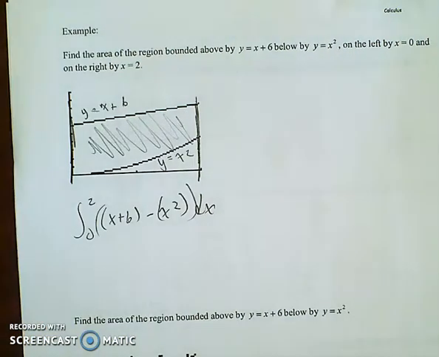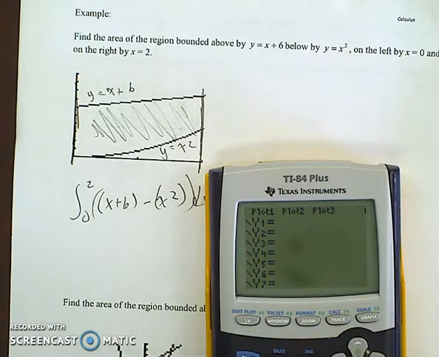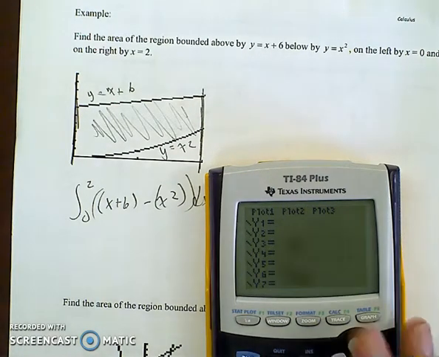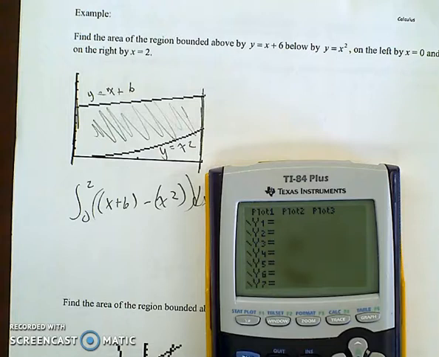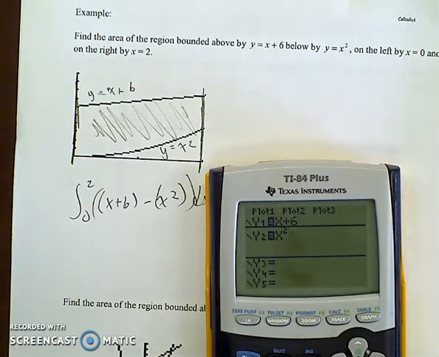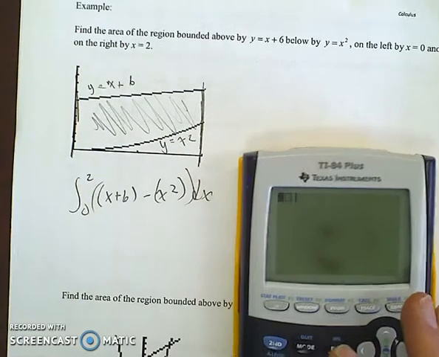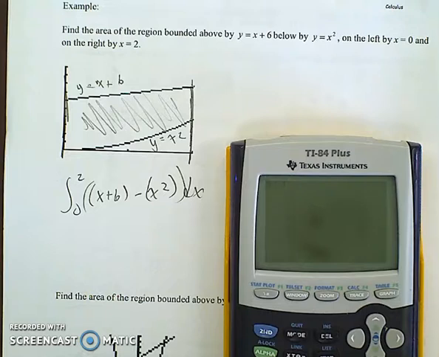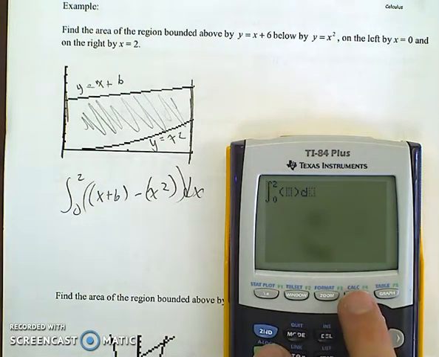And I'm going to allow you to use your calculator on this, and let me show you something here to make your life much easier. In y1 you're going to put the top curve, x plus 6. In y2 you're going to put the bottom curve, x squared. It really doesn't matter which one you put them in, but it'll make your life easier. Then we're going to use the math 9 function, which is the integral function, from 0 to 2. You do not need to show work on this. This is why I'm telling you this.